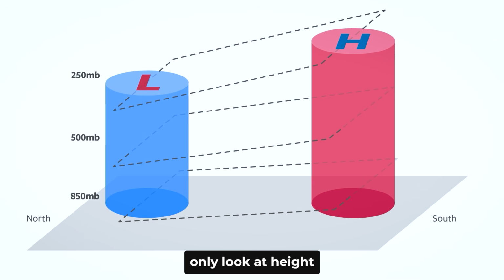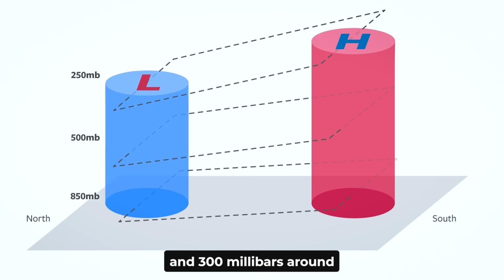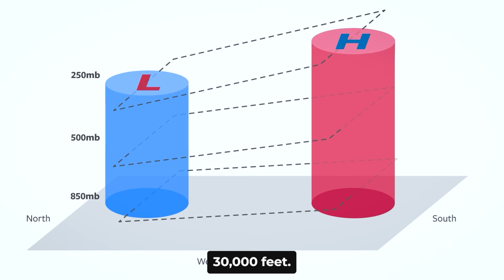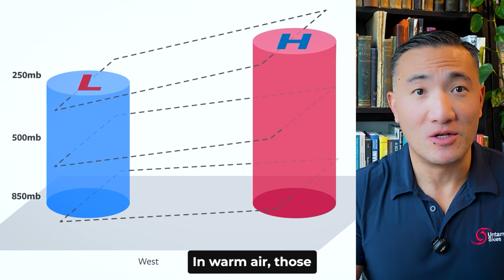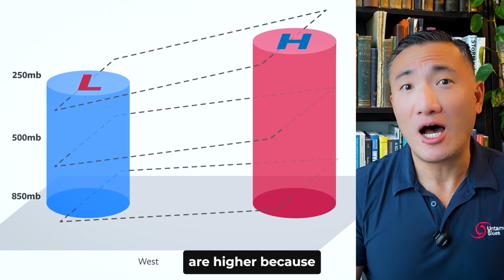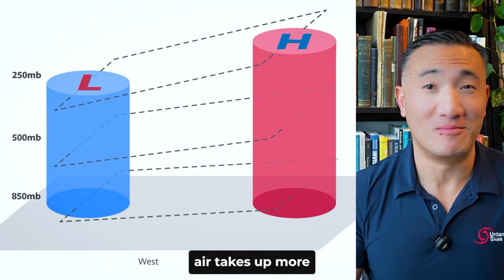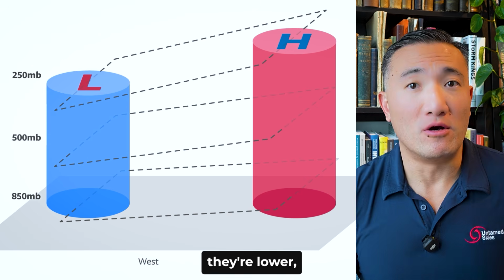Meteorologists don't only look at height in feet. We look at pressure levels, with pressure measured in millibars: 850 millibars, 700 millibars, 500 millibars, 300 millibars, because pressure decreases as you go up. Roughly speaking, 850 millibars is around 5,000 feet, 700 millibars around 10,000 feet, 500 millibars around 18,000 feet, and 300 millibars around 30,000 feet. But these levels are not flat. In warm air, those pressure surfaces are higher because the hotter column of air takes up more space. In cold air, they're lower, relatively speaking.